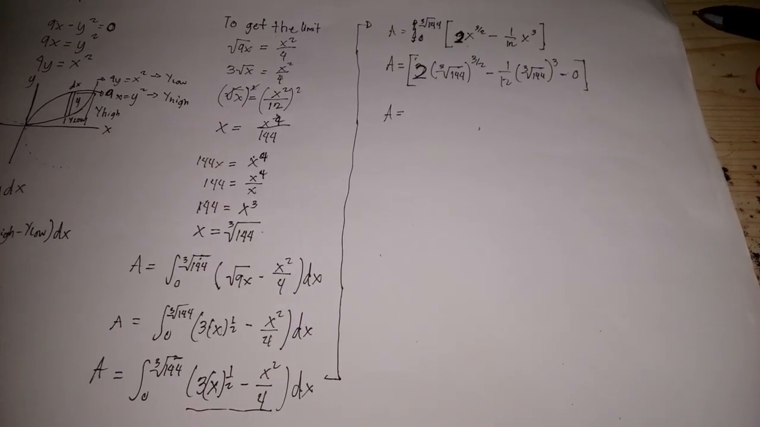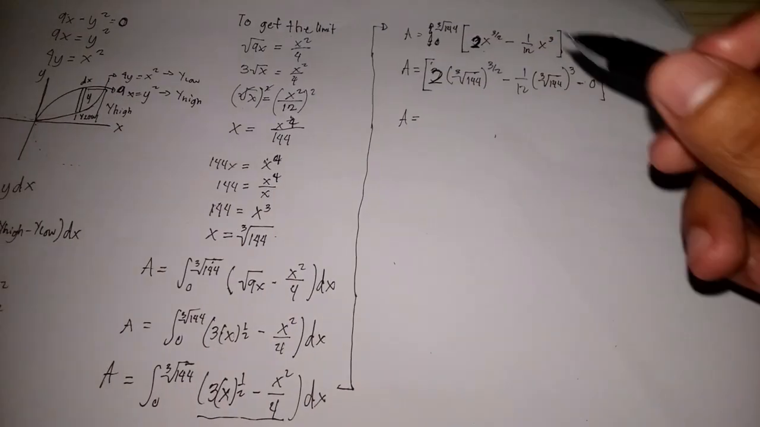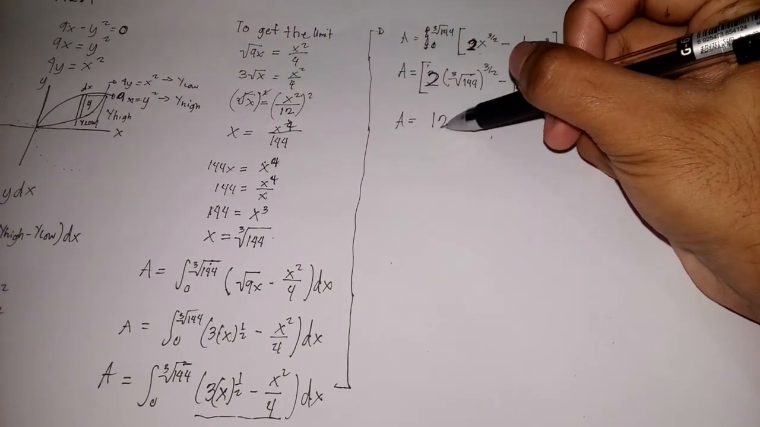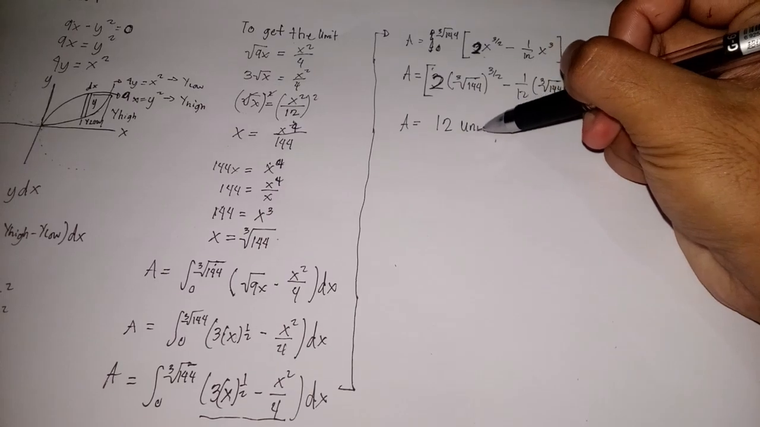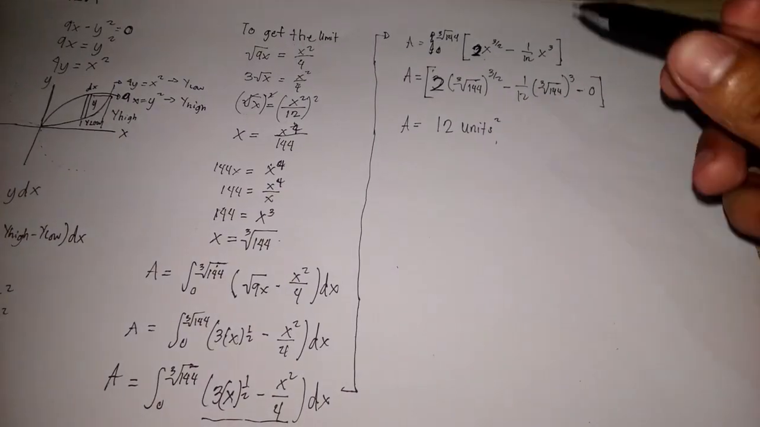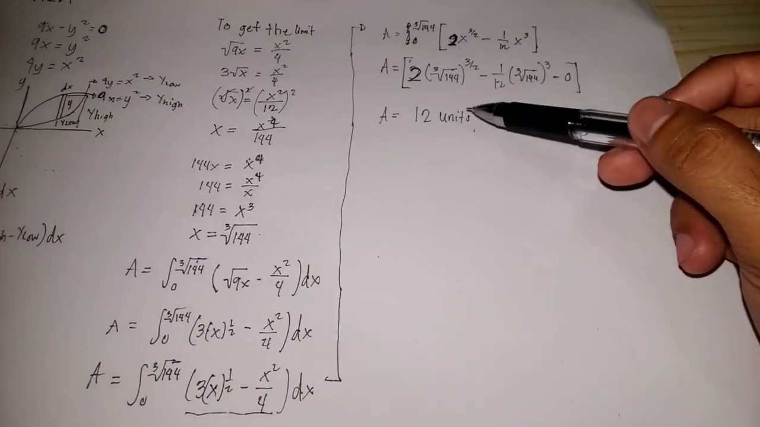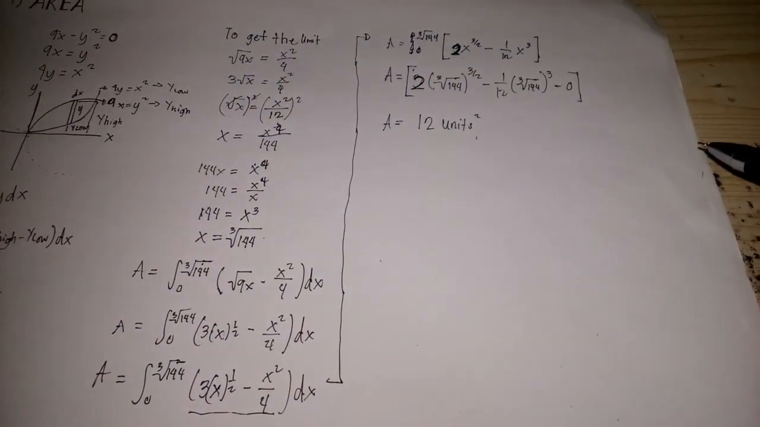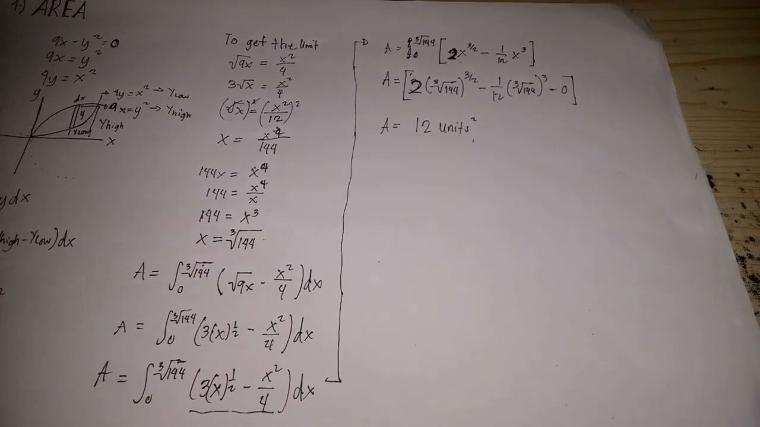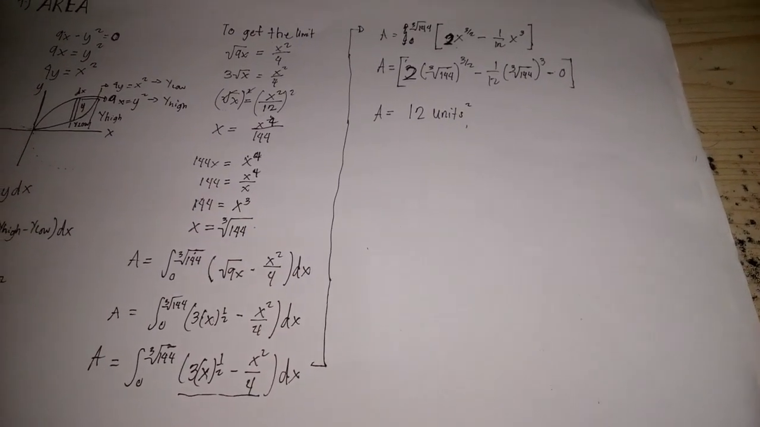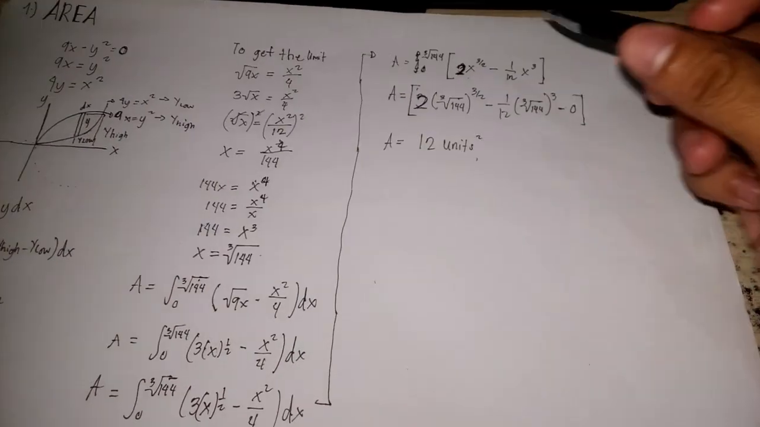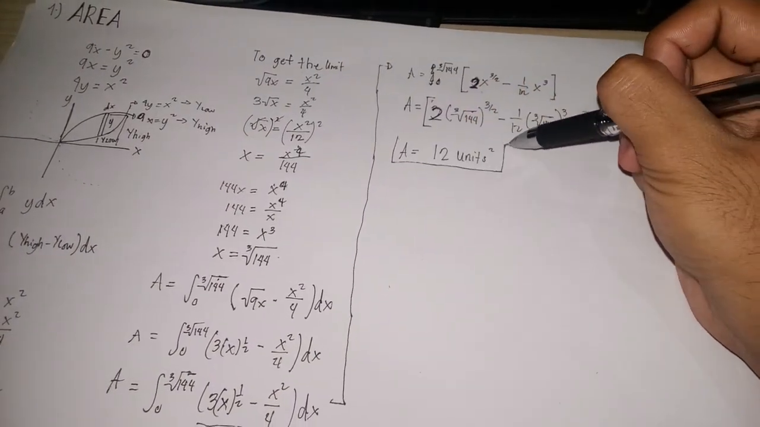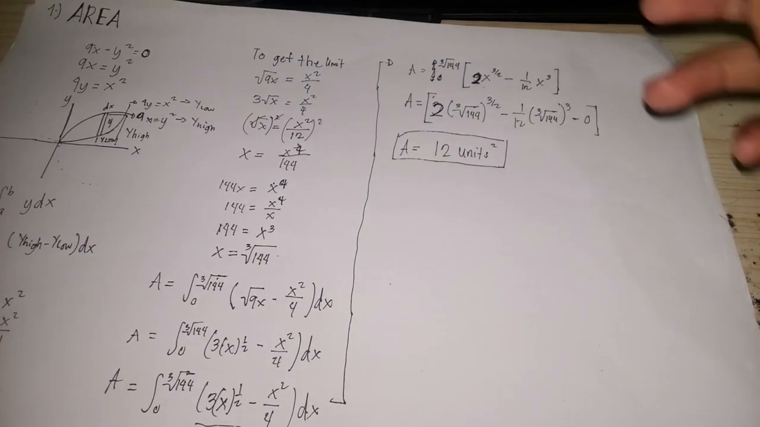So now calculating that in our scientific calculator, we will get 12 units squared. So we'll only use unit squared to represent the length unit, since in our equation or problem we didn't include the units, since it is only a graph. So that's for the area.